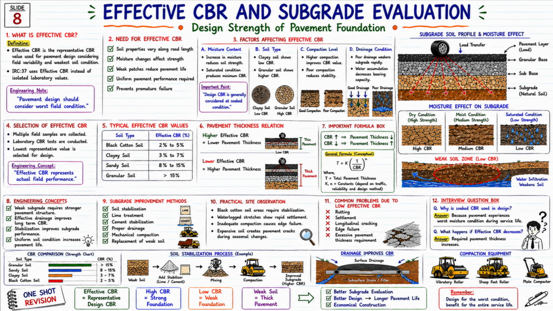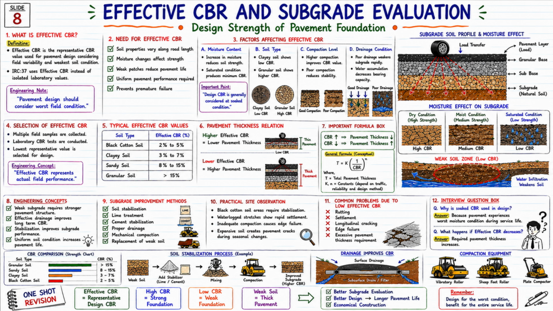Now look at the moisture effect diagram. Dry condition: high strength, high CBR. Moist condition: medium strength, medium CBR. Saturated condition: low strength, low CBR. And this is why drainage plays a big role in pavement life.